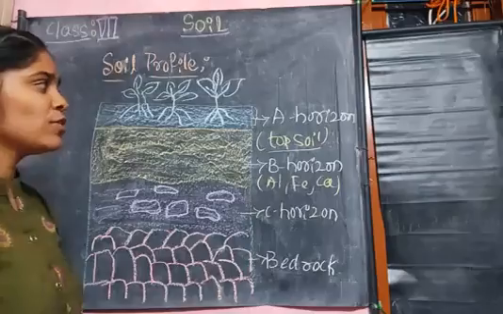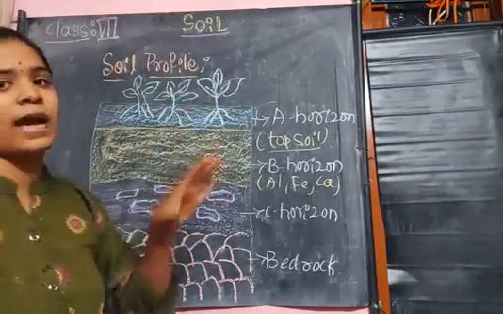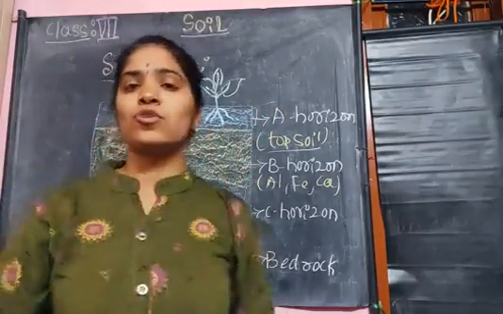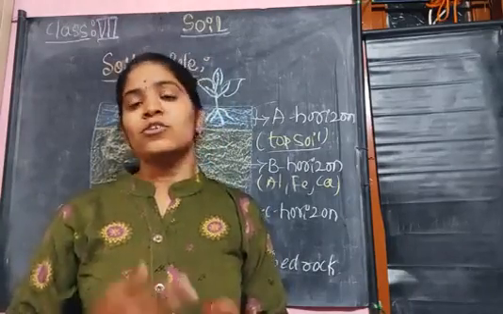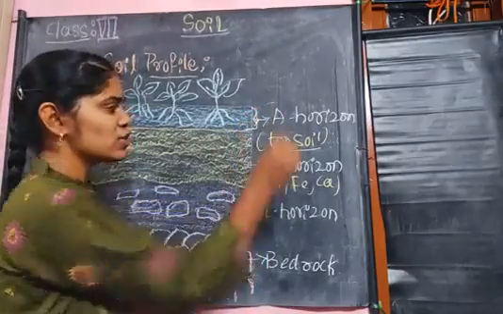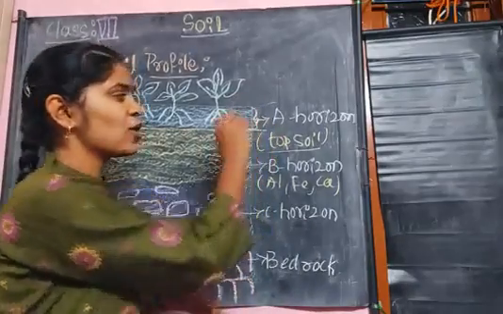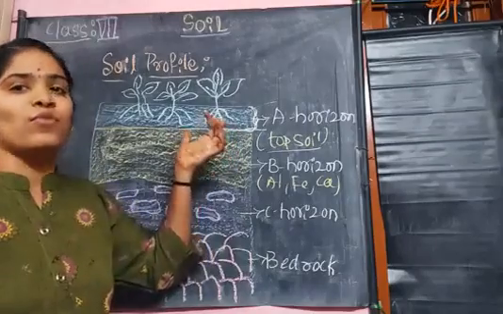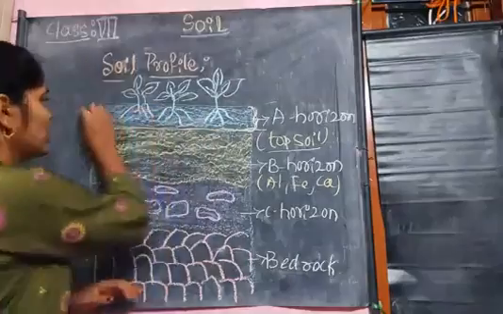In this A horizon we can grow many plants. This is the region where we can grow plants. Almost all the insects and animals like rodents, moles, worms and ants have shelter in this region. They will not go deeper; they will be present within the A horizon itself. So this is helpful for protection, for giving shelter, as well as for growing plants. This is about the A horizon.